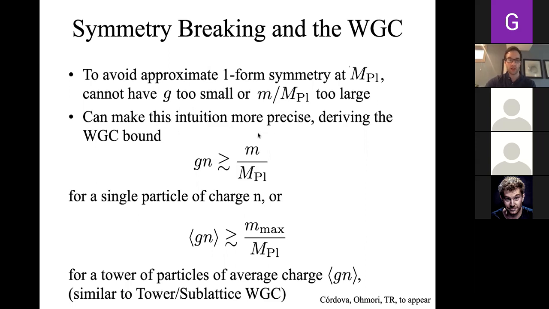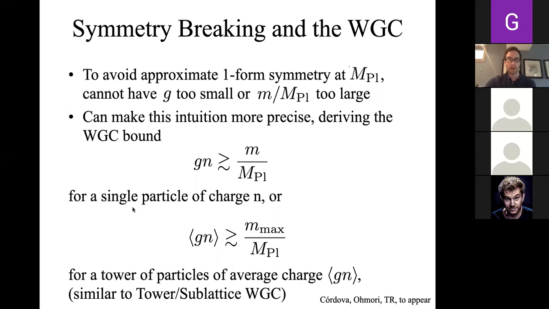One can do this computation a bit more precisely with a more precise definition of an approximate global symmetry. And what you'll ultimately find is, up to an order 1 factor, exactly the weak gravity bound. The charge of the fermion has to be greater than m over m Planck, up to some order 1 factor. This is for the case of a single fermion.